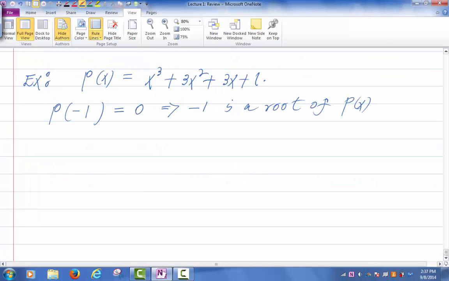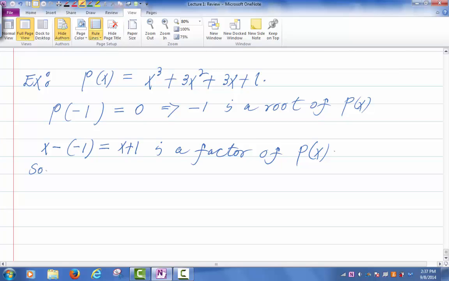Okay, so then x minus that root, which is the same as x plus 1, is a factor of p of x, which means that p of x can be factored out as x plus 1 multiplied with some q of x, where the degree of q would be 2. It's a quadratic polynomial. But the question is, how do you find that q?